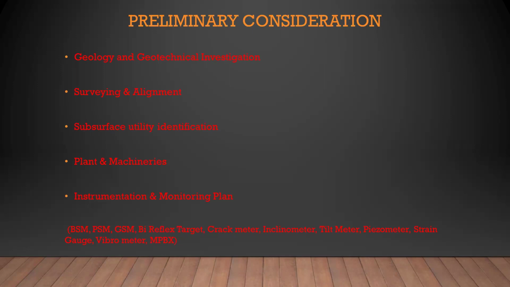Secondly, tunnel boring machine, grout plant, gantry crane, cooling tower. Cooling tower should have 148 ton of refrigeration. It is also called TR. Then muck pit area, segment stacking area, dewatering system, sedimentation tank, DG sets, tally board, steel walkway, water pipe, etc. must be prepared. Next, instrumentation monitoring plan.